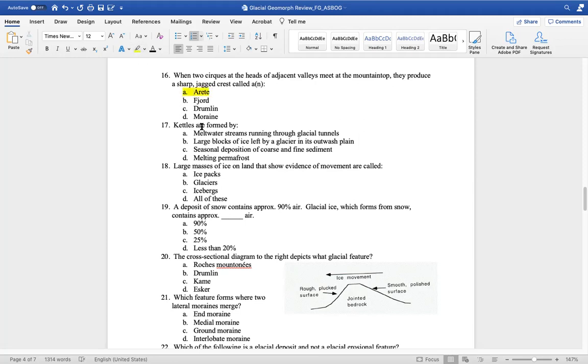All right. Kettles are formed by what? We talked about kettles earlier, so that's helpful. Meltwater streams, large blocks of ice in an outwash plain, seasonal deposition, melting permafrost. We know that kettles are formed by the retreat of glaciers in an outwash plain. So B is our correct answer.